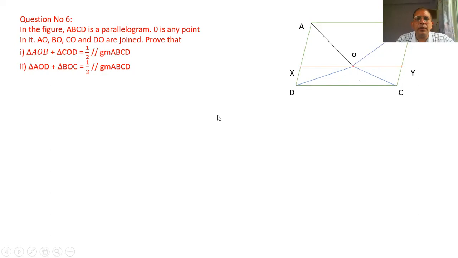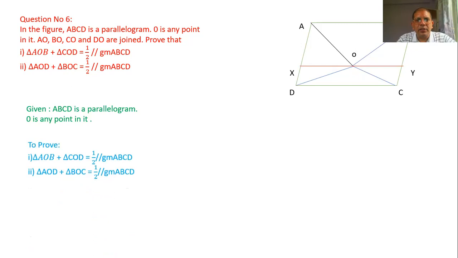So what is our given? Given is that ABCD is a parallelogram, and O is any point on it. You can write down this thing. Then to prove is triangle ABO plus triangle COD, you can copy from there. And what is your construction? The construction is XOY: draw this line from O which is parallel to DC.